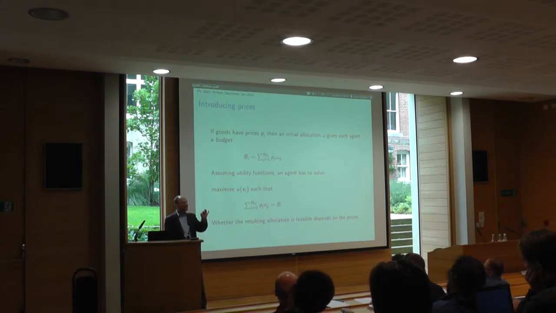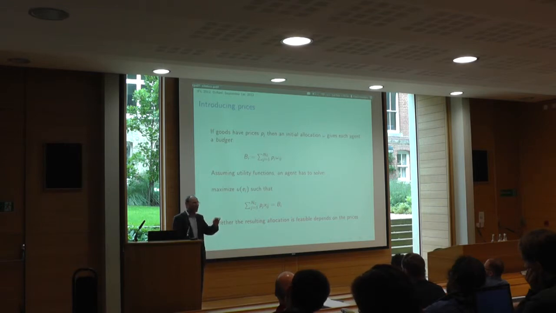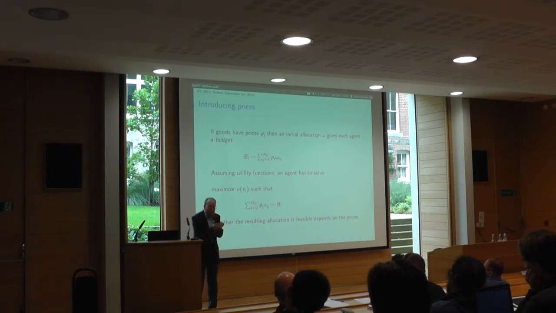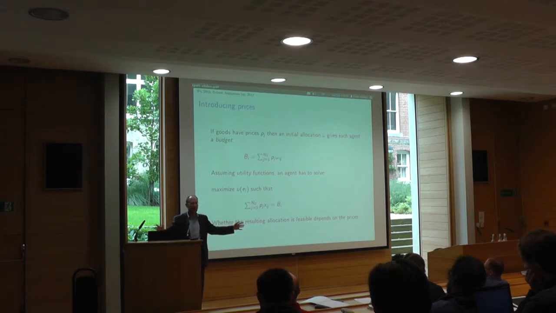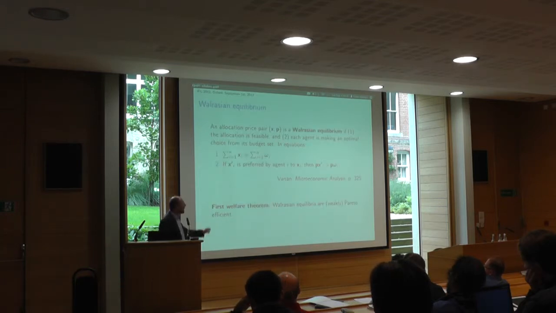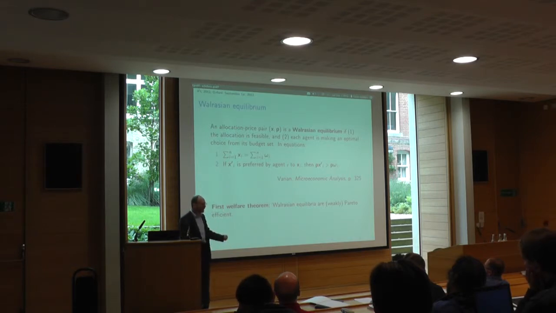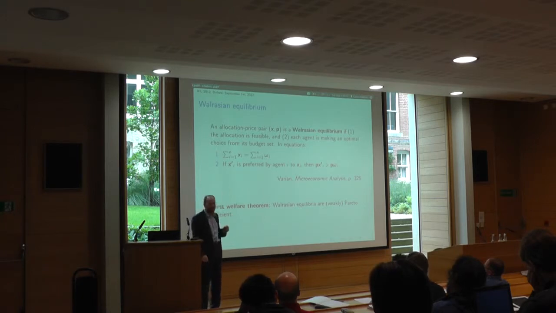Now, if there is a set of prices which is just so select that every agent solving this optimization problem for itself gets the best and the resulting allocation is feasible, that's a very good situation indeed. So such a miraculous set of prices P, together with an allocation X, which is such that every agent does at these prices the best that it can do, is called a Walrasian equilibrium.